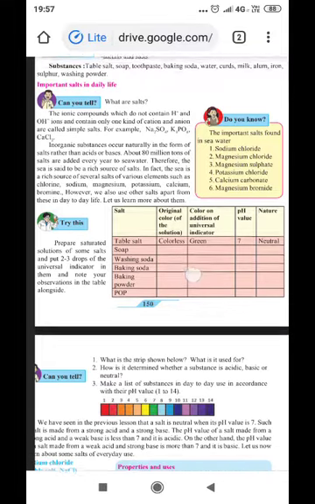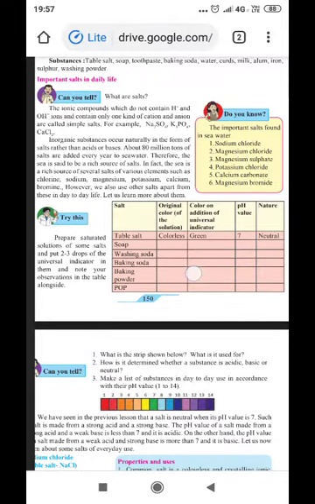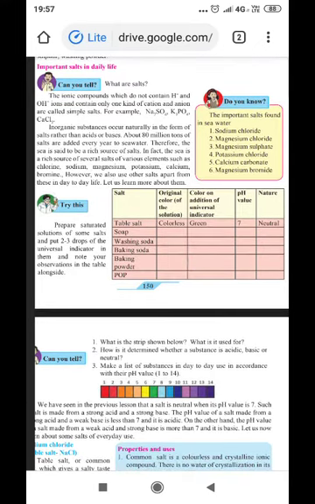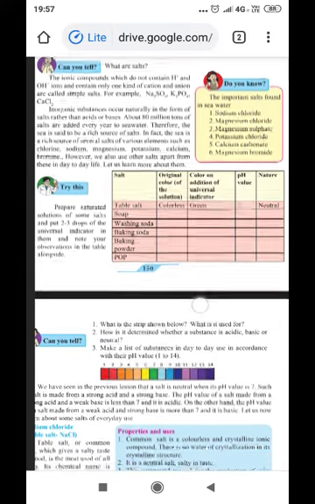What are those? Now, first of all, we should know what salts are. The ionic compounds which do not contain H+ ions and OH- ions and contain only one kind of cations and anions are called simple salts. For example, Na2SO4, K3PO4, CaCl2, etc.